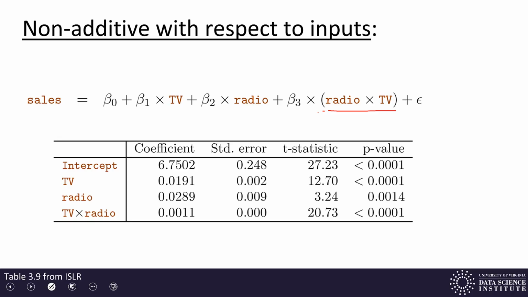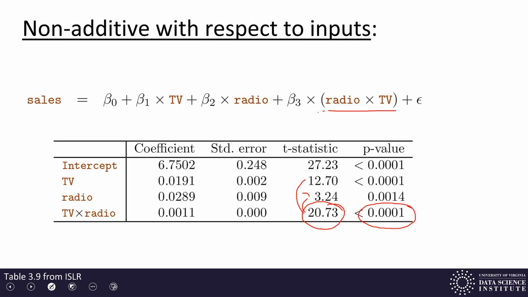So you'll notice we have our three different variables, TV, radio, and TV times radio. And significantly, the t statistic for the TV times radio is quite large in comparison to the t statistic for the other variables. And the p-value tells us that this new independent variable that we've created, TV times radio, is significant. Now, you want to be careful about interpreting this.